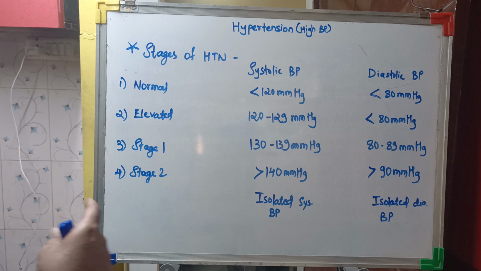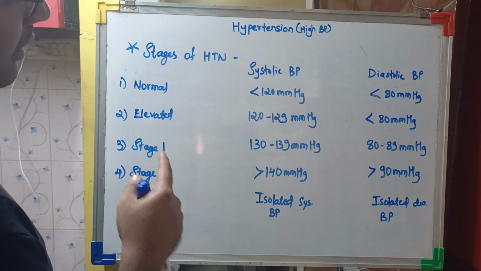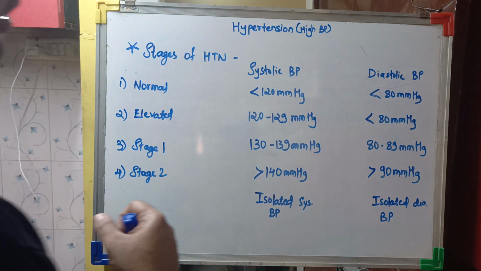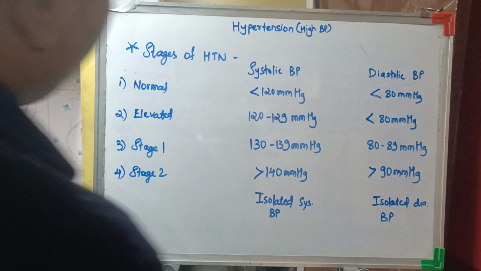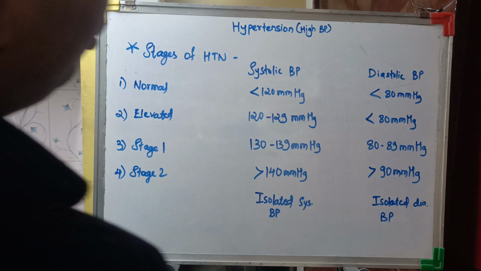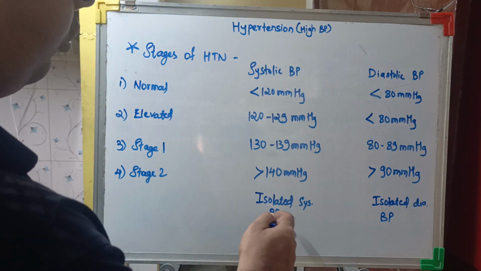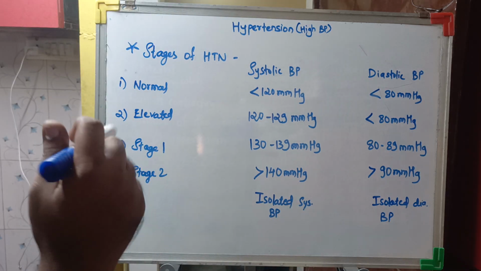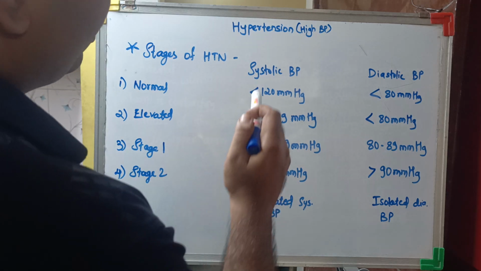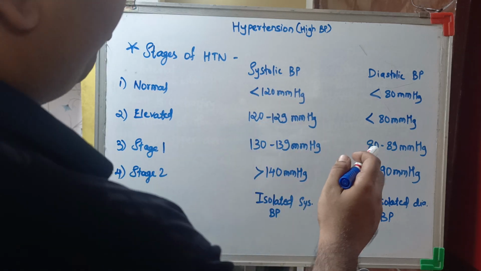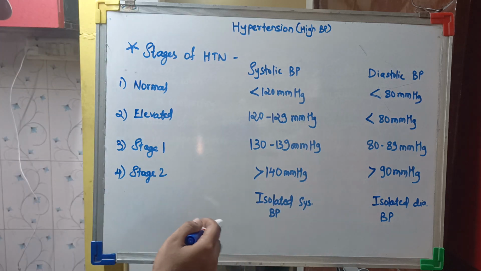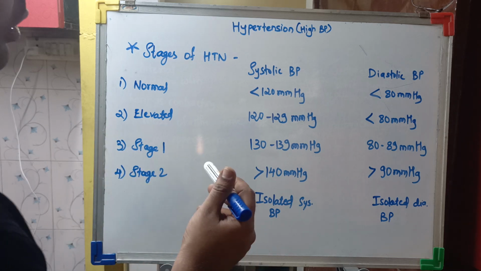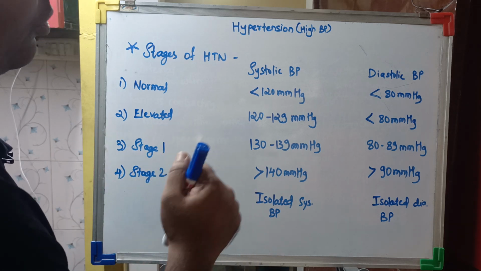Stage 2: when the systolic BP is greater than 140 mm of mercury and the diastolic BP is greater than 90 mm of mercury, it is considered stage 2. Now we will consider what is isolated systolic BP and isolated diastolic BP. When only one value of the blood pressure is high, if the systolic BP is high and the diastolic BP is normal, it is called isolated systolic BP. And when the diastolic BP is high and the systolic BP is normal, it is called isolated diastolic BP.